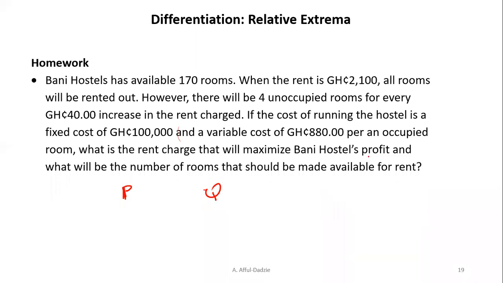Now, bear in mind here, we are looking at profit. And you know that profit is total revenue minus total cost. So get which of the functions is for total revenue and which is for total cost, and you can easily find the function. If you're not able to solve it, I still encourage that everyone tries it, and then we see what happens.